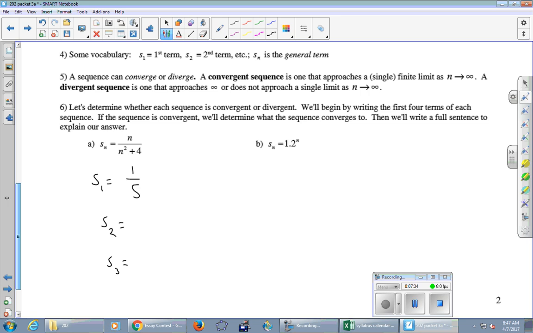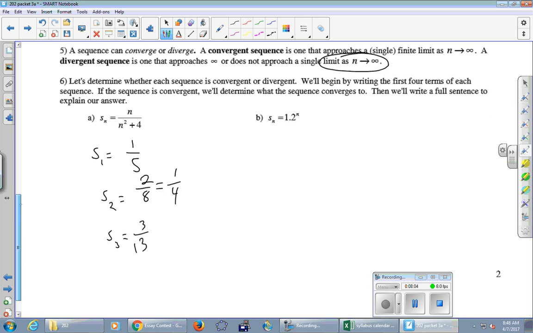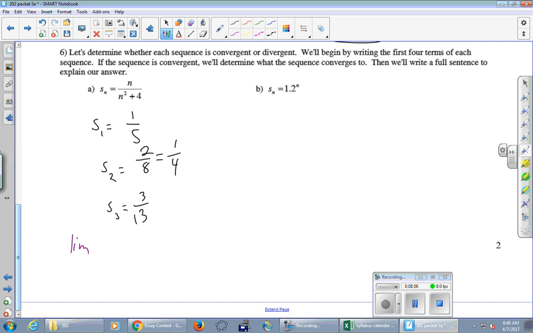Okay, S2 before we reduce is 2/8, and then we'll reduce that to 1/4. And then S3, 3/13, right? Don't forget to add that 4 there, 3/13. Okay, so this is the start, the first 3 terms of another sequence. And the question is, what is the limit of that sequence as n goes to infinity? That's what we're talking about at the far right. That's how we think about convergence or divergence.